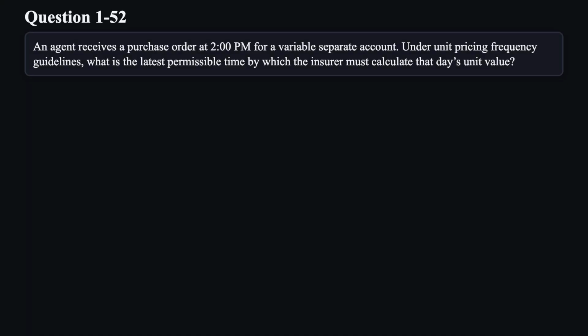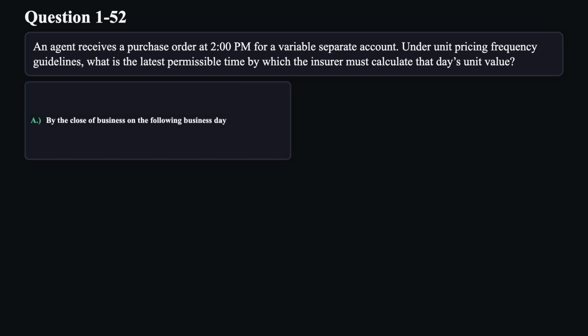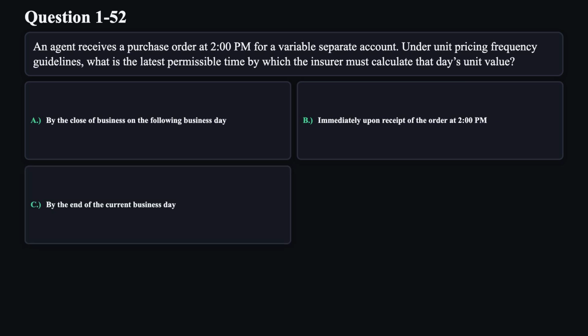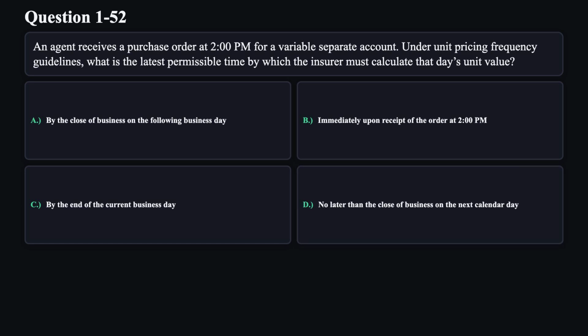Question 52. An agent receives a purchase order at 2:00 p.m. for a variable separate account. Under unit pricing frequency guidelines, what is the latest permissible time by which the insurer must calculate that day's unit value? A. By the close of business on the following business day. B. Immediately upon receipt of the order at 2:00 p.m. C. By the end of the current business day. D. No later than the close of business on the next calendar day.